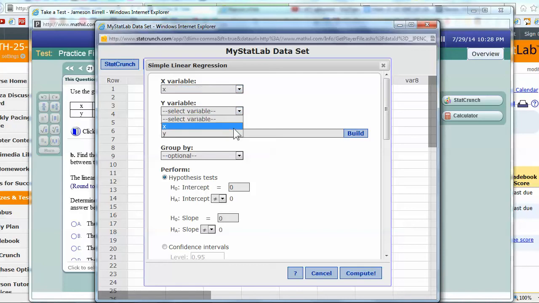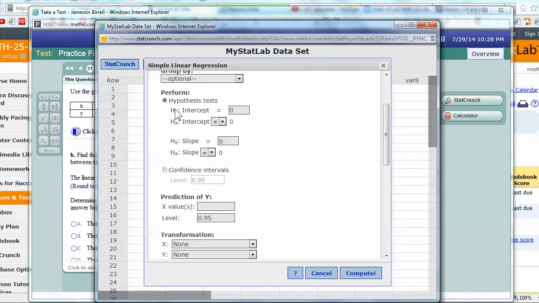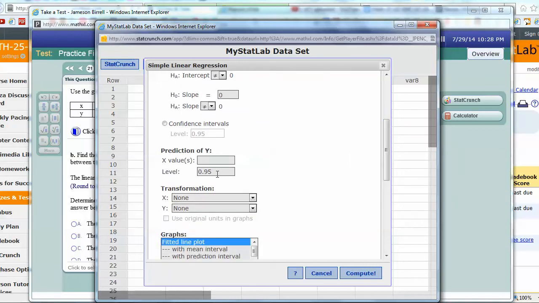X for x, y for y. And you can leave hypothesis test there. So see how it's assuming that there is no correlation, and we run the test against that idea. Level of significance 95, that's fine, because then that's using a significance level of 5%, or alpha is 5.